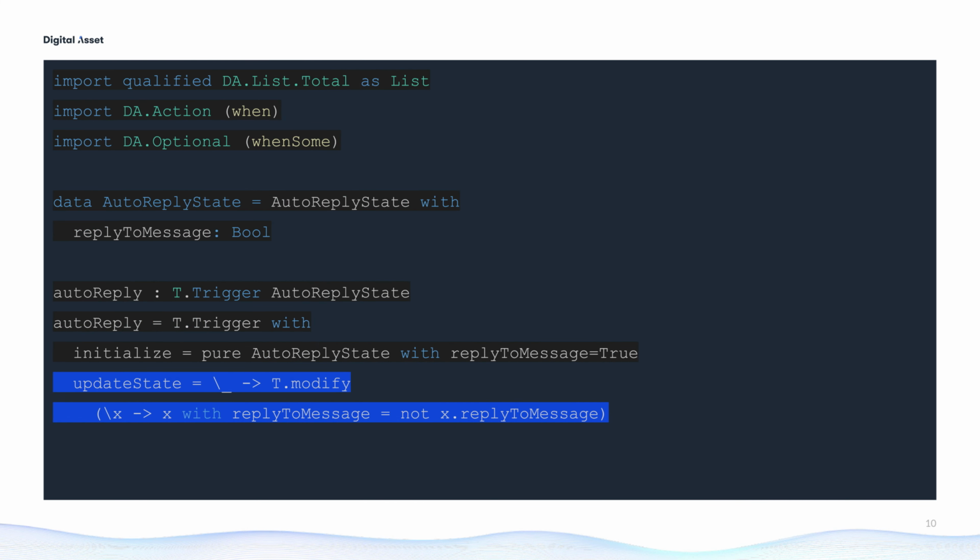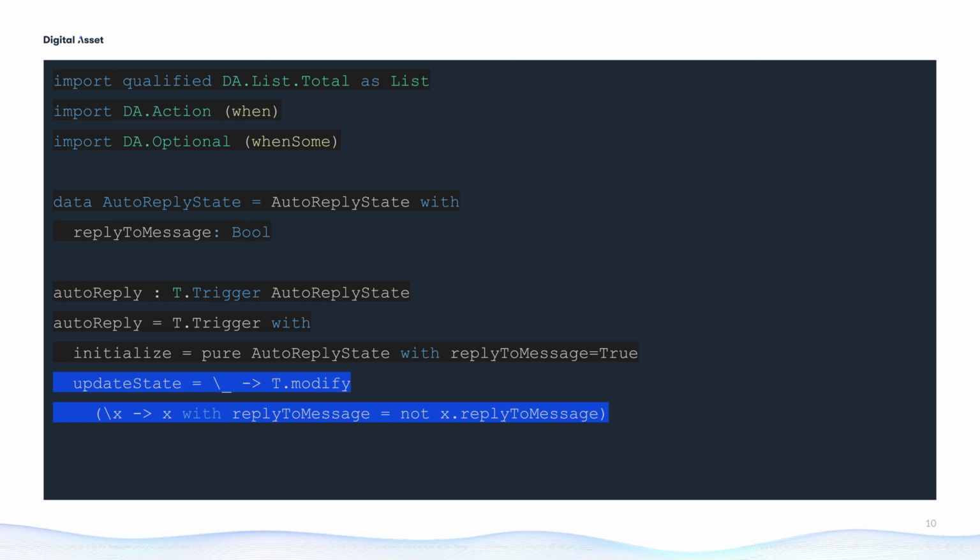The update state function will be set to a lambda that discards its argument and calls the modify function from the daml.trigger module, which allows us to modify the state of the trigger. The modify function takes an argument of another function that maps the state of the trigger before the trigger is run to the state of the trigger after the trigger rule is executed. In our trigger, the lambda function toggles the value of the Boolean reply to message field in the Daml record representing the trigger state.